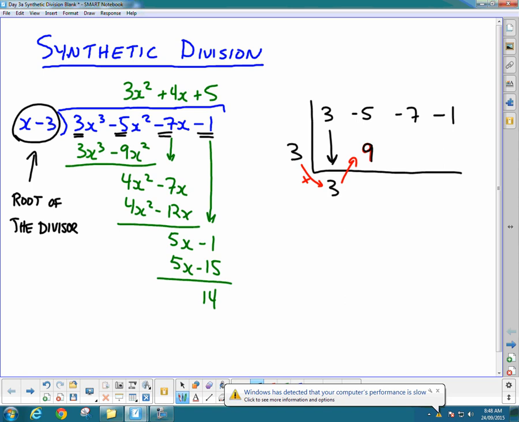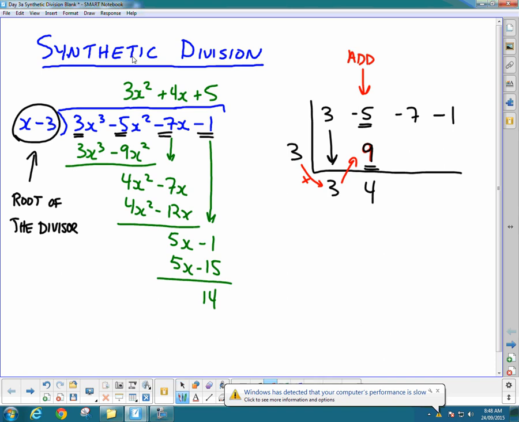Next, we look at this next column, and we add them. Different from long division where we subtracted, here we're adding. So we're going to add negative 5 plus 9. This is another advantage of synthetic division, is we get to add. Far fewer mistakes when we add than when we subtract. So negative 5 plus 9 is just a plus 4, and we write down our answer there.